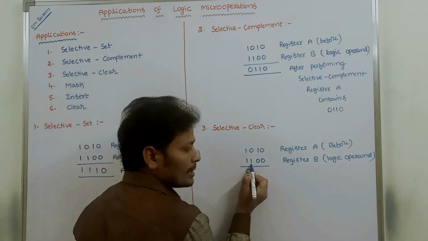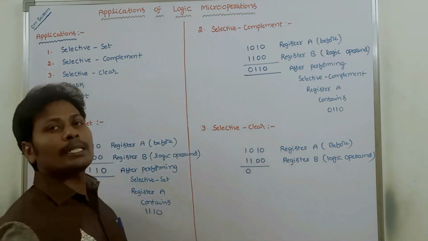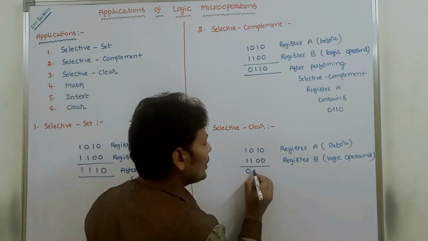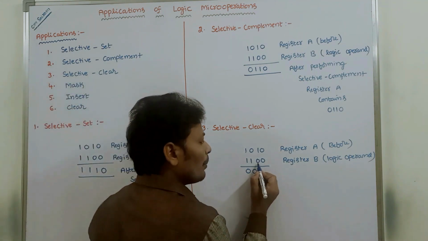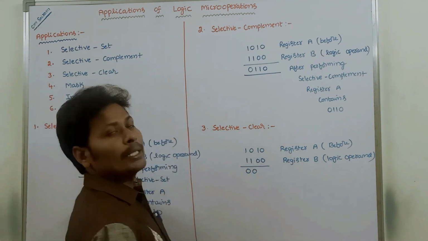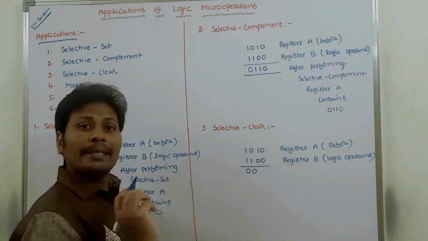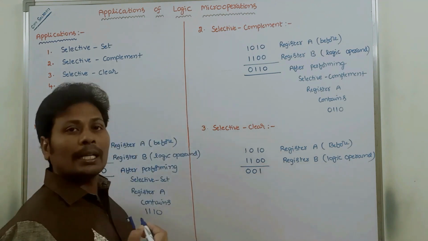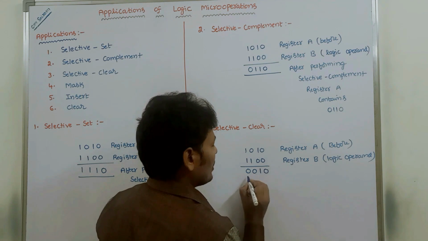Here 1 is there in register B. The corresponding bit in register A is 0. Already it is clear, so we do not change that bit. Next one, here bit 0 is there in register B, the corresponding bit in register A does not change. Here 0 is there, the corresponding bit in register A does not change.